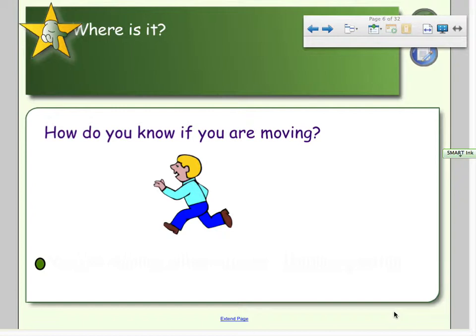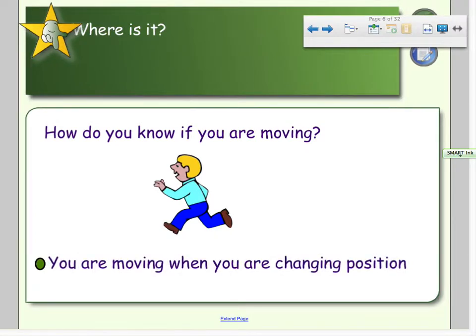Because you were here and then you're gone. I was here and now I'm gone. What changed? My acceleration. Oh no. Velocity. My what? My place, my location. This is how you know if something is moving. Your position or your location changes.